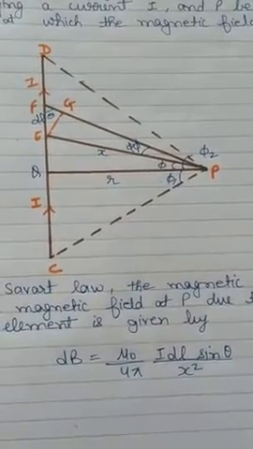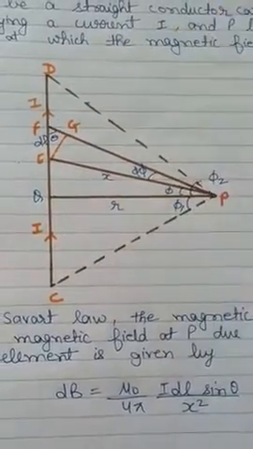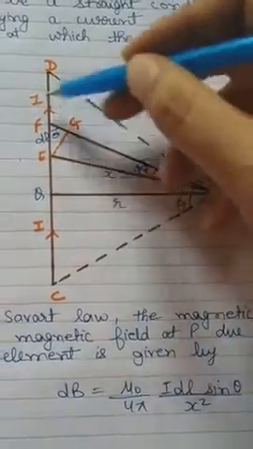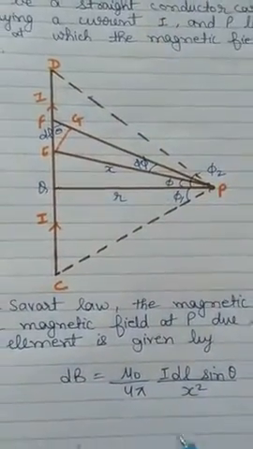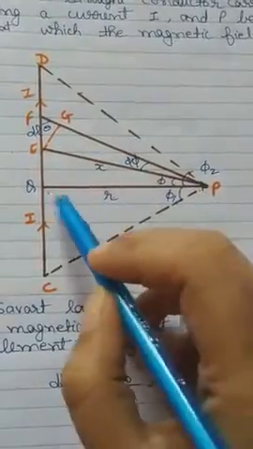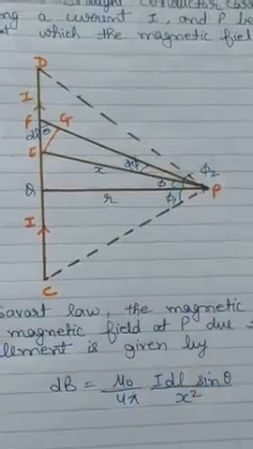Here in the general formula we take R, where R is the distance of the point P from the current element. Here x is the distance of the point P from this current element EF. That is why here it is x square, and R is the distance of point P if we draw a perpendicular on this conductor, so that is the distance R.